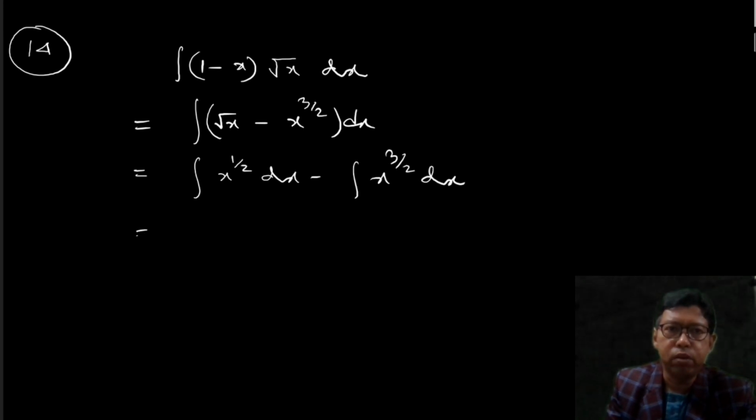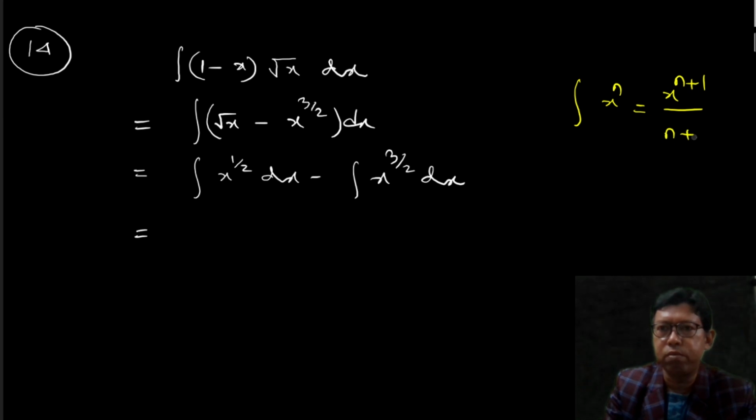So very simple. Which formula will you use here? The basic formula, x to the power n, that is x to the power n plus 1 divided by n plus 1, plus integration constant c.